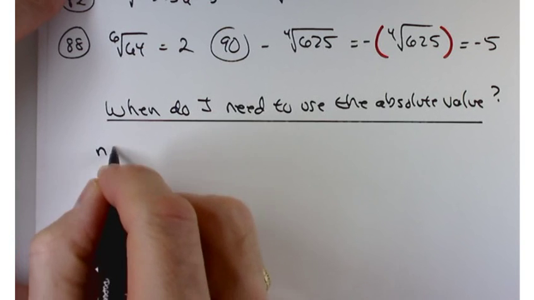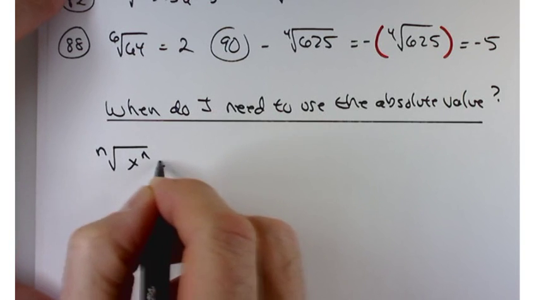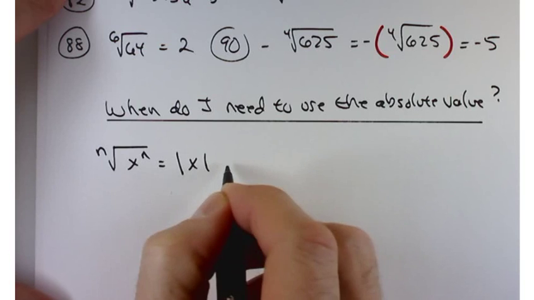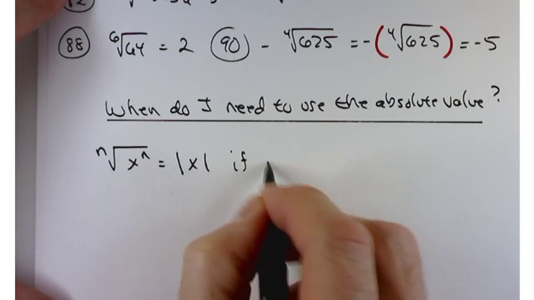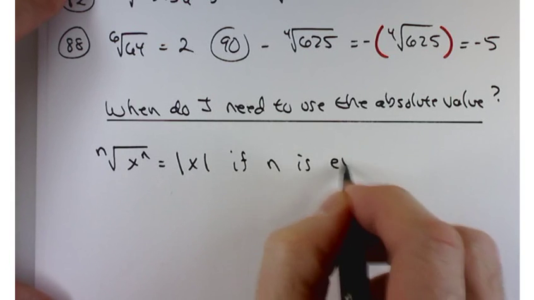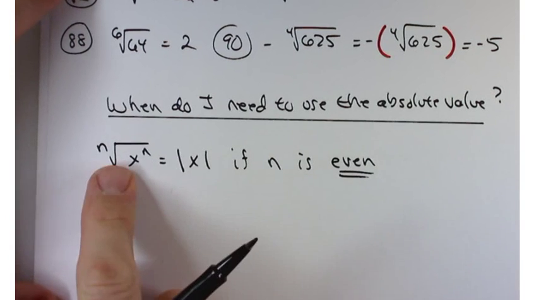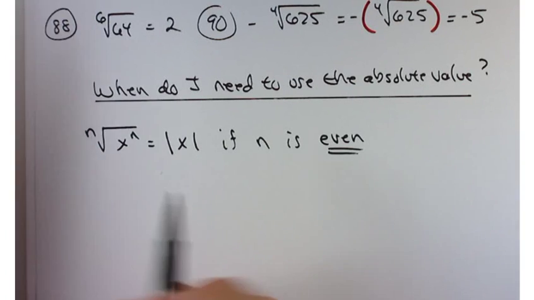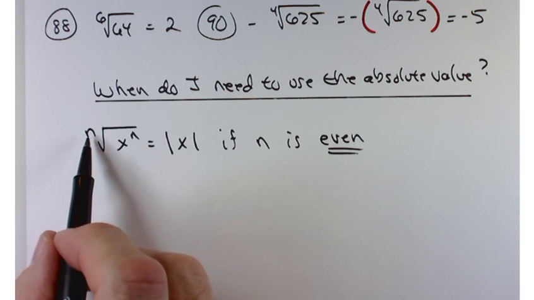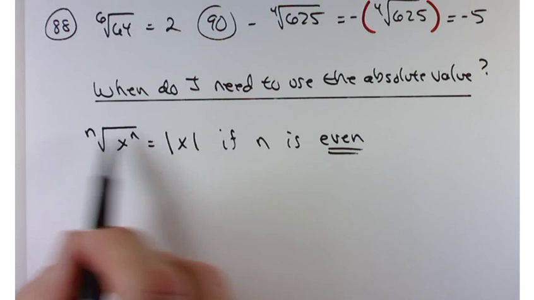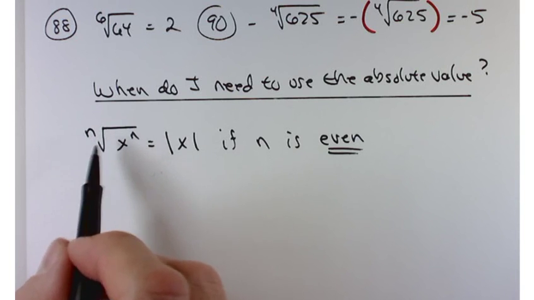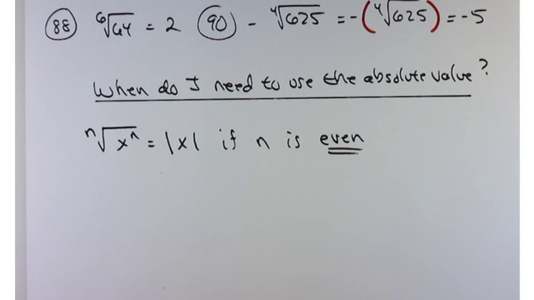The nth root of x to the n equals the absolute value of x if n is even. Well, there's two things going on. The first one is that these two things match. The second thing is that they're even. If they're even, then you need to use the absolute value.